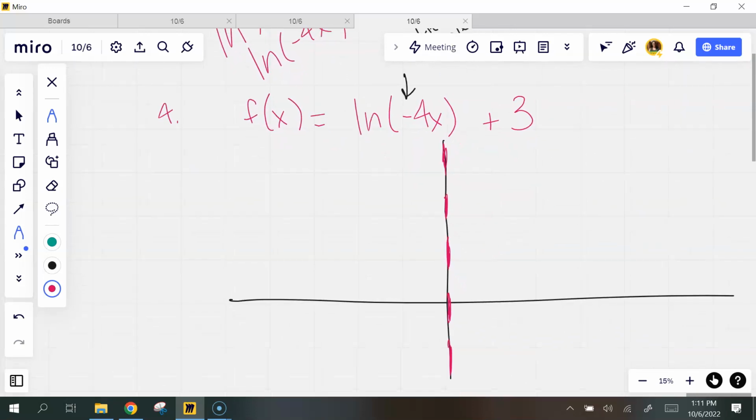So my asymptote is still at x or y? X equals 0 is my vertical asymptote. Indeed it is. Logs have vertical asymptotes. Exponentials have horizontal asymptotes. E is exponential, natural log is logarithmic.